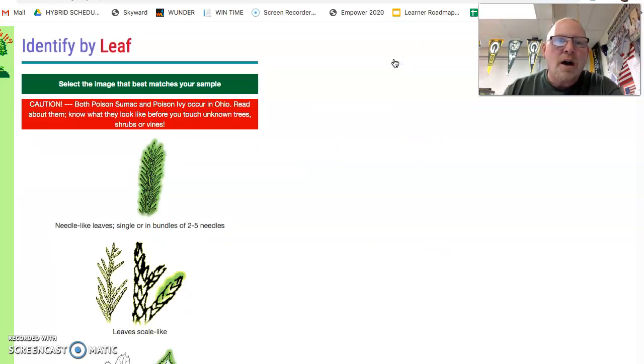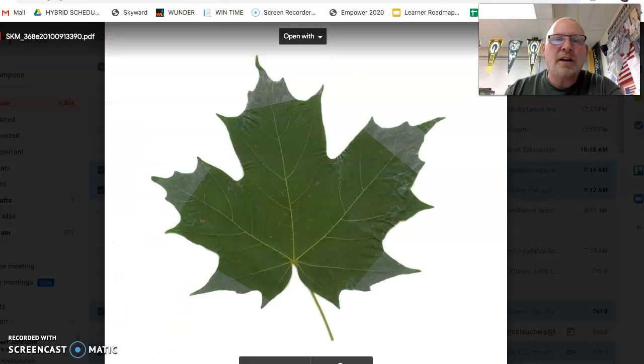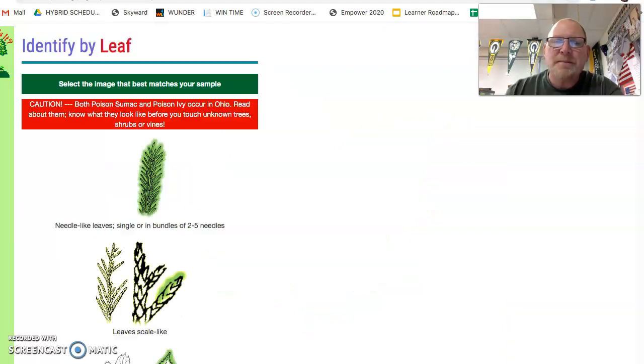So take another good look at the leaf. Okay, it's flat, has points, the edges are smooth, and it is what we would call a simple leaf. There's only one leaf coming off of the stem right here. So back to the website. We have three options that we need to choose. Are the leaves needle-like, single, or in bundles?